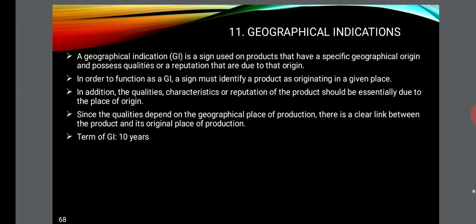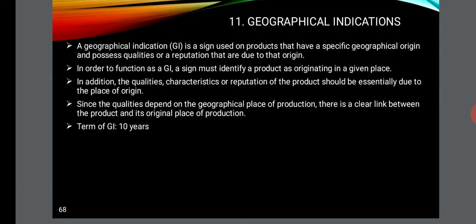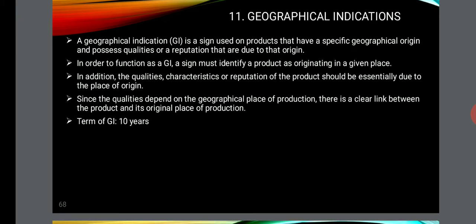Let us go to geographical indication. A geographical indication is a sign used on a product that has a specific geographical origin and possesses qualities or a reputation that are due to that origin. So these are given when a product has some specific geographical origin. For example, Mathura ke pede, Agra ke pethe. Then you can go for Karnataka's coffee. These are geographical indications. These products have geographical indications.